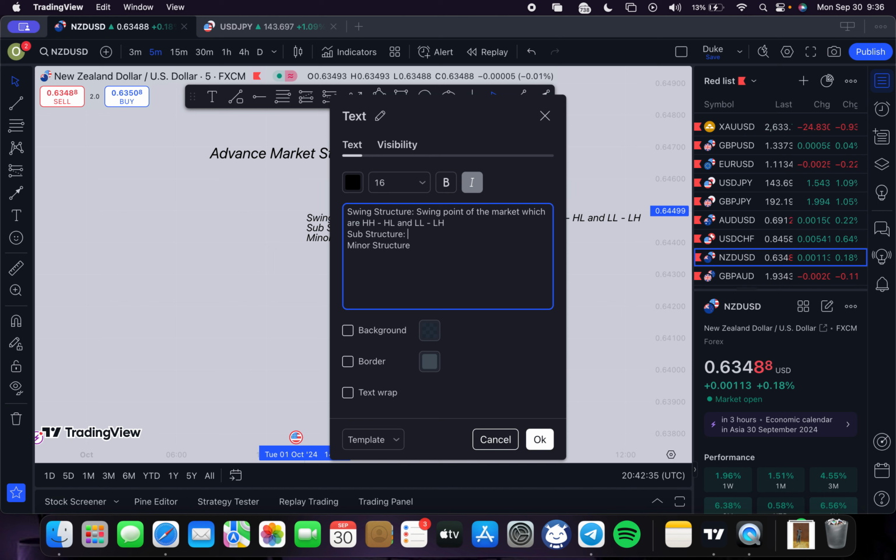Then our substructure is like a retracement. It is a retracement in the market.